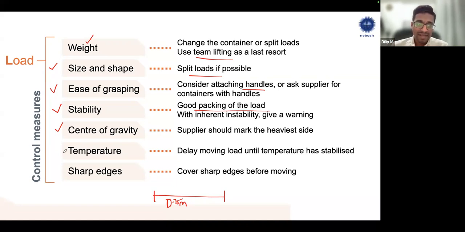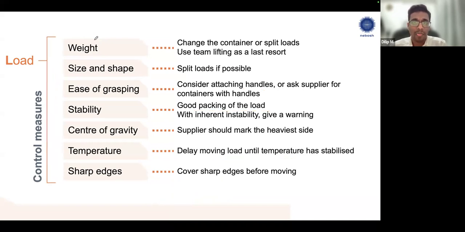And then temperature: delay moving the load until temperature has stabilized. For example, if you are carrying any hot object, or if you are carrying any object which has sharp edges, cover the sharp edges before moving. So anything related to the load which can cause or increase the risk of manual handling, these are the controls to be implemented.